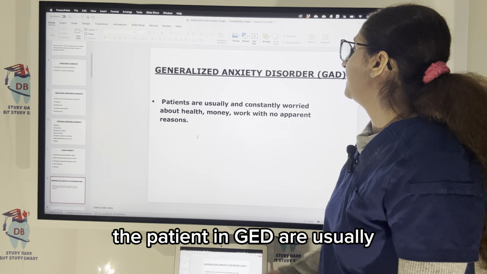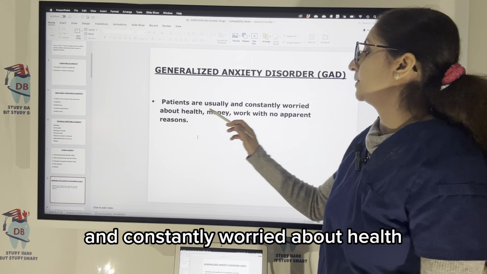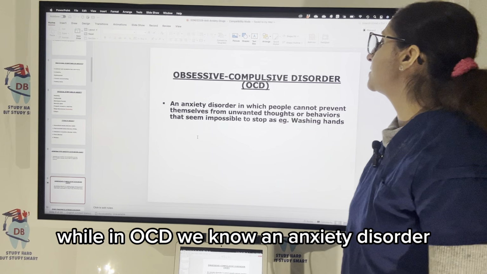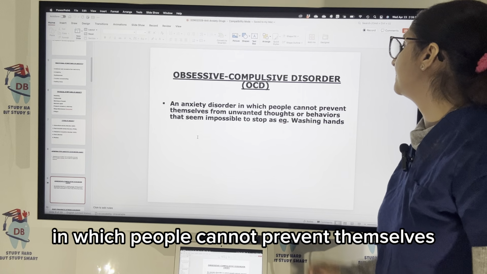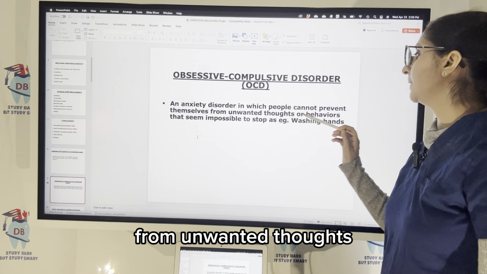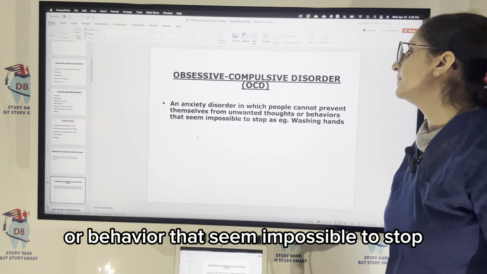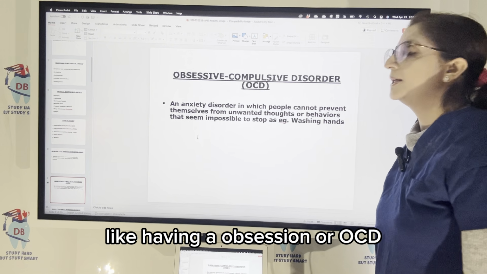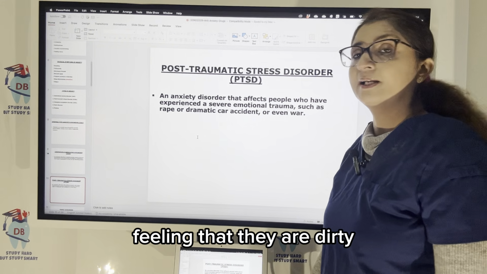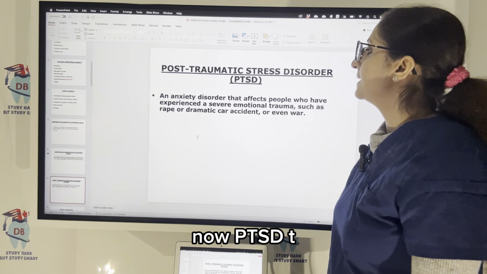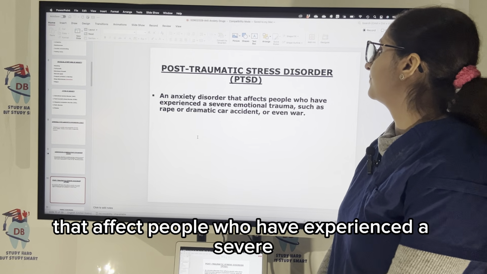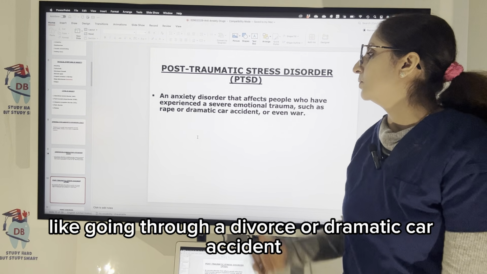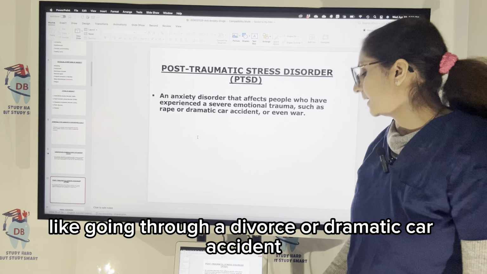So patients in GAD are usually and constantly worried about health, money, work, or with no apparent reasons. While OCD is an anxiety disorder in which people cannot prevent themselves from unwanted thoughts or behavior that seem impossible to stop, like having an obsession of washing your hands all the time, feeling that they are dirty. Now, PTSD is an anxiety disorder that affects people who have experienced a severe emotional trauma, like going through a divorce or a dramatic car accident.